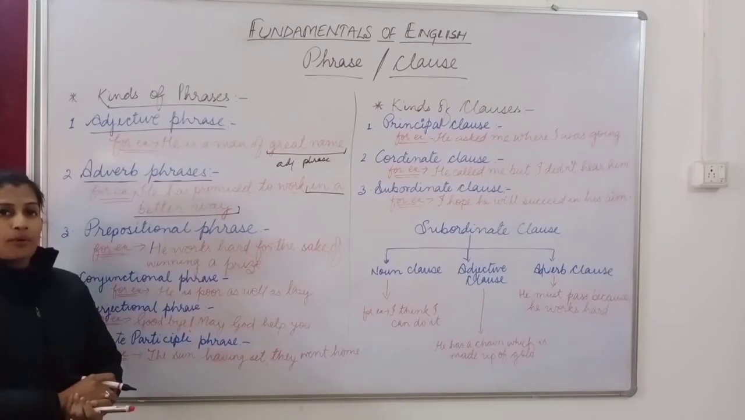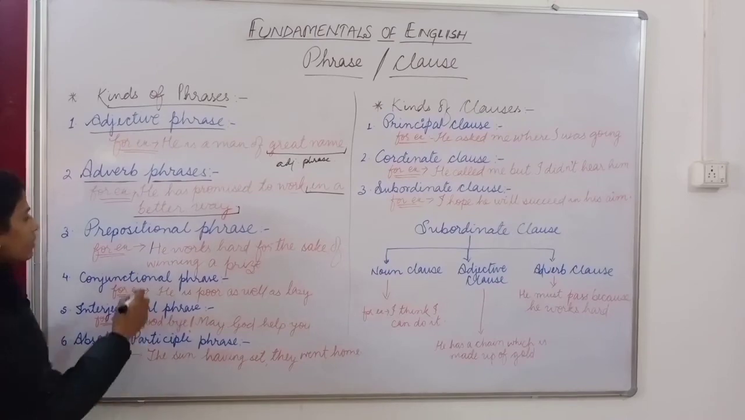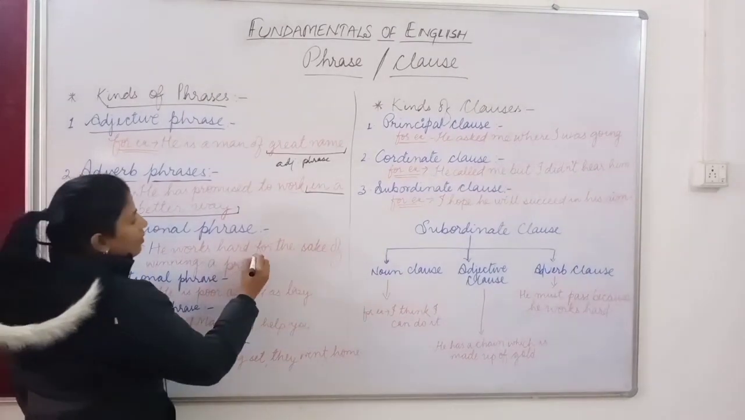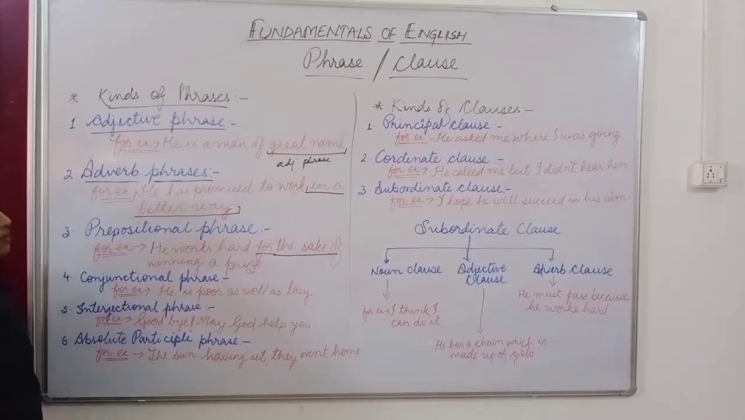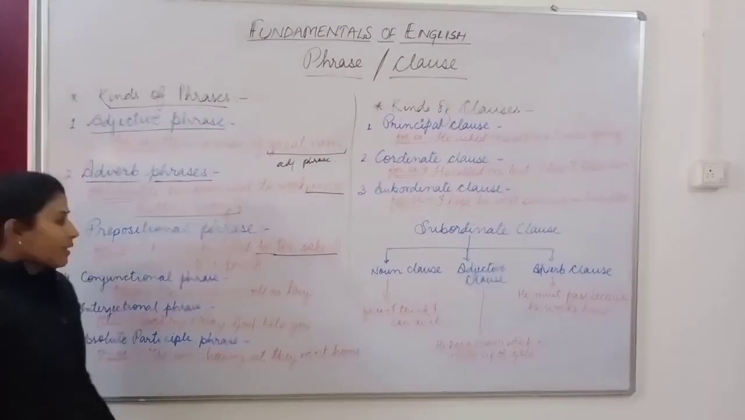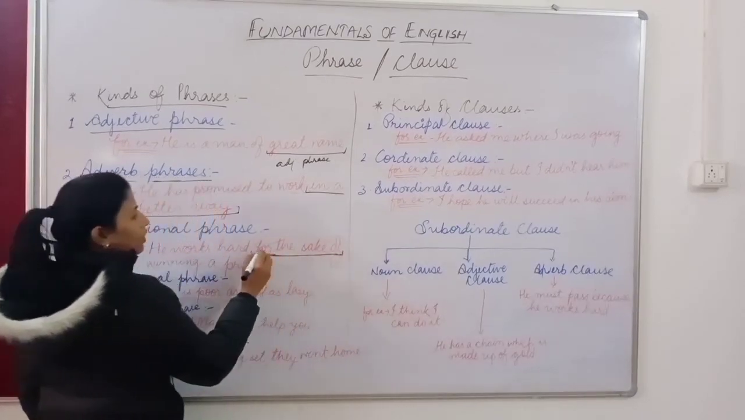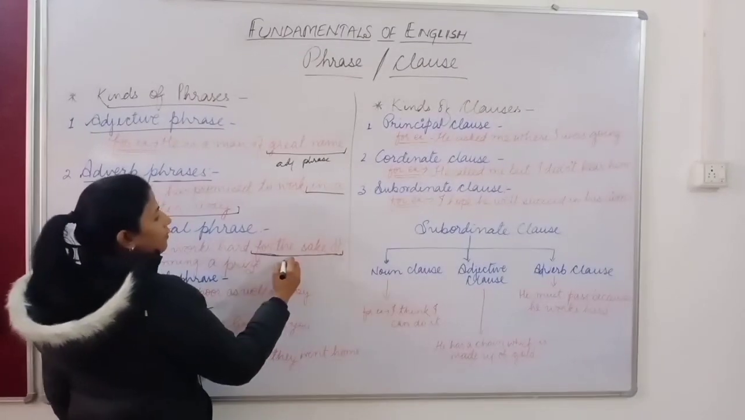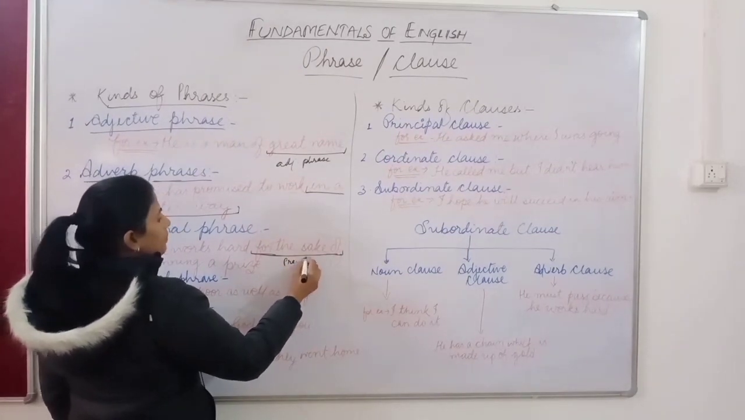Third, prepositional phrase. A prepositional phrase is a group of words which contains a preposition. For example, he works hard for the sake of winning a prize. Here you can see "for the sake of prize" is a prepositional phrase.